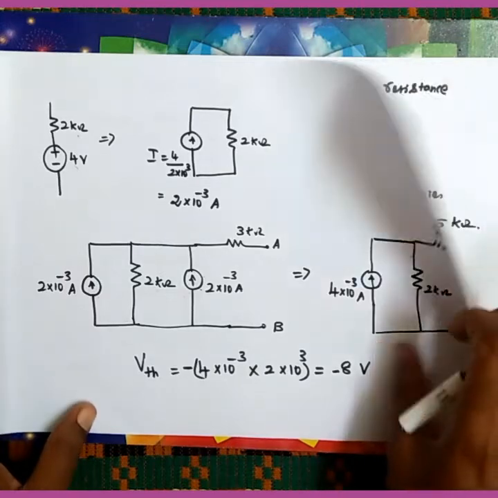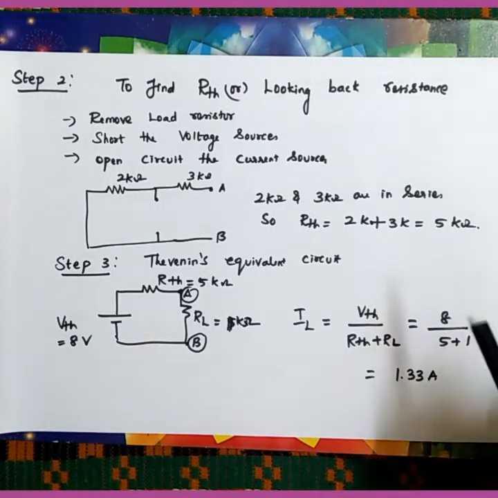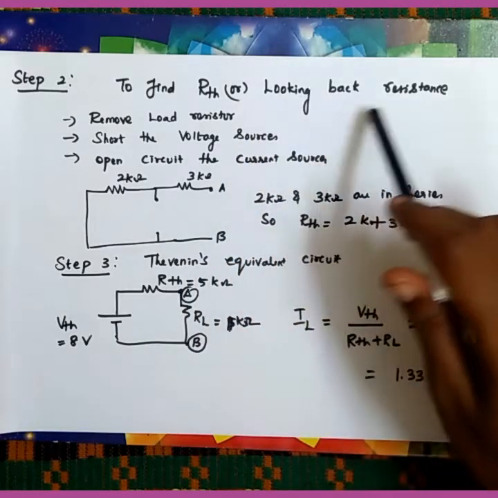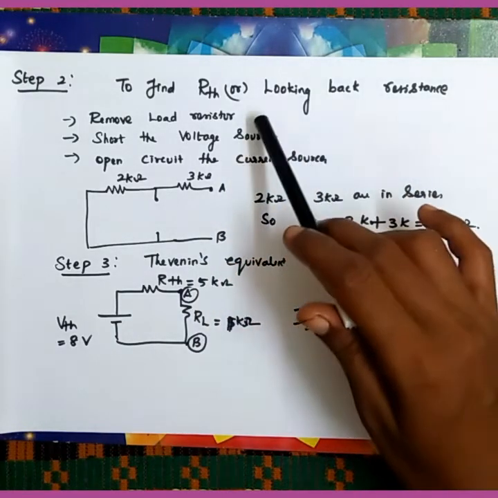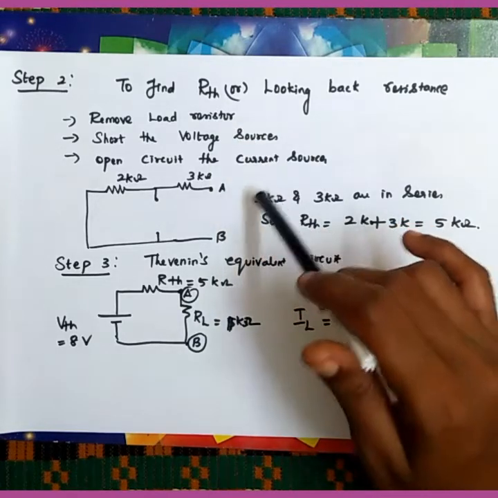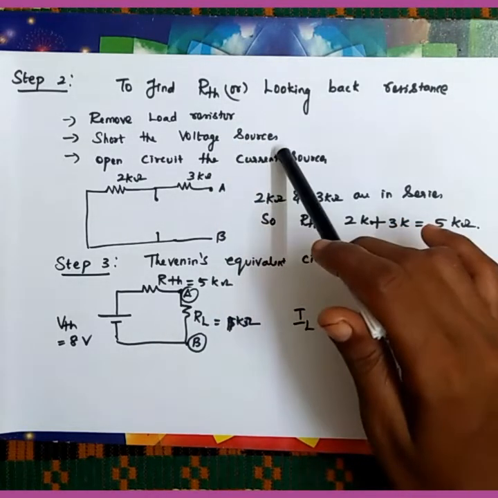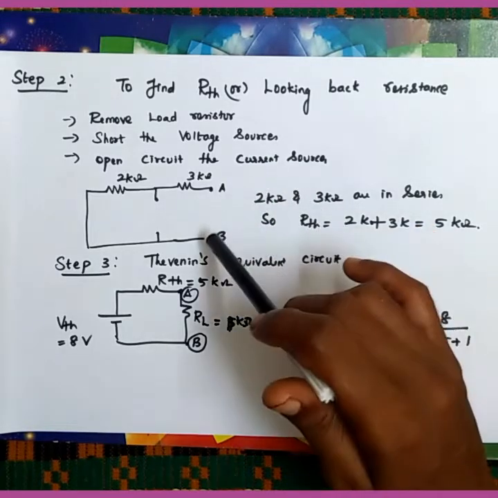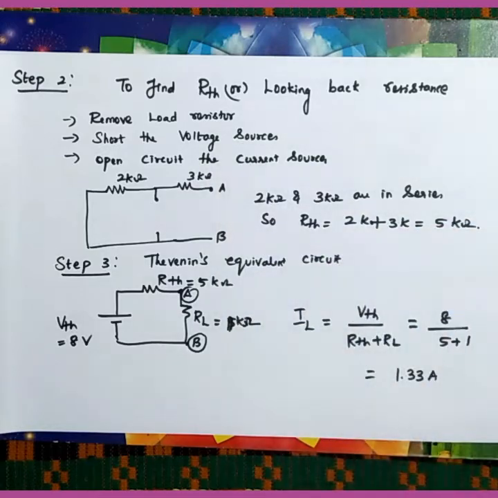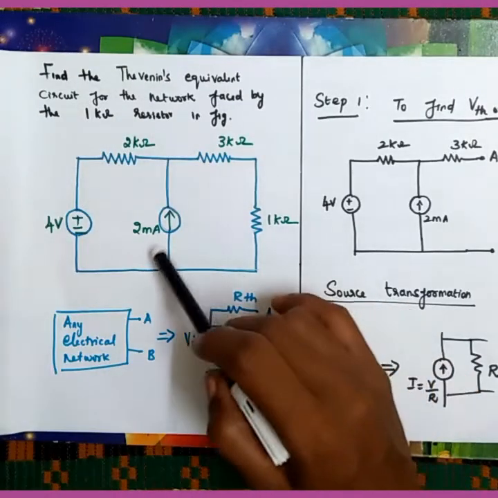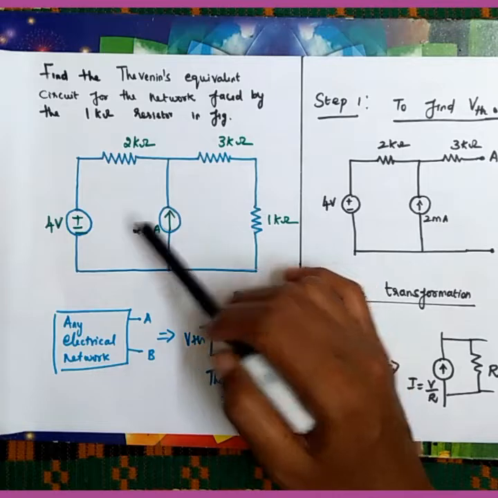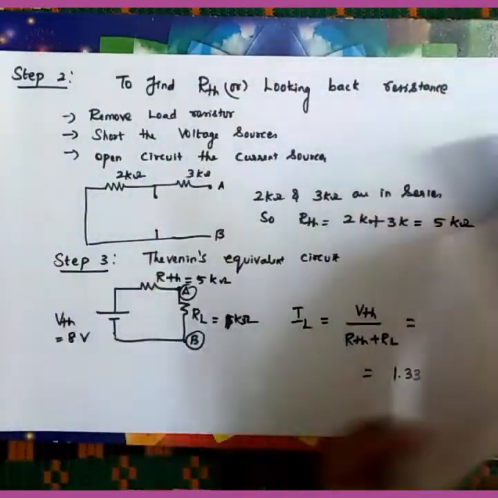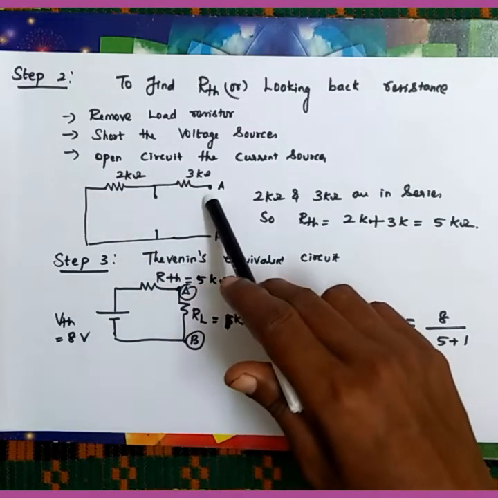Now the second step is to find RTH, the looking-back resistance. The steps we have to follow: remove the load resistor, and if you have voltage sources, short them, and if you have current sources, open circuit them. So from this circuit we have a current source. Remove this current source, short this voltage source, and remove the load resistor. So you will be having only the 2 kilo ohm as well as the 3 kilo ohm resistor.